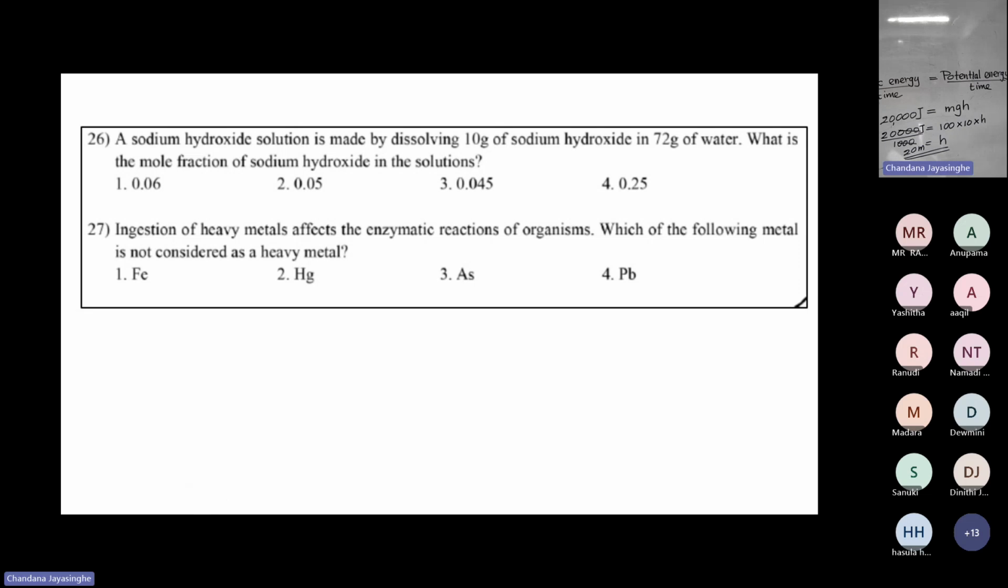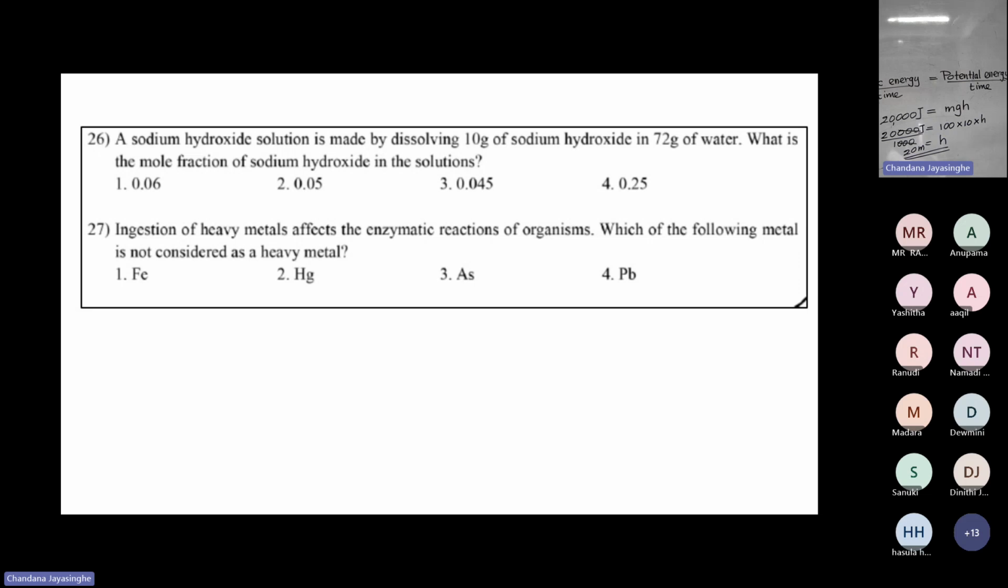Right. Now, 26th question. Another question comes with chemistry. Normally in the O-level paper, we have to go through this kind of questions. A sodium hydroxide solution is made up of dissolving 10 grams of sodium hydroxide in 72 grams of water. What is the mole fraction?